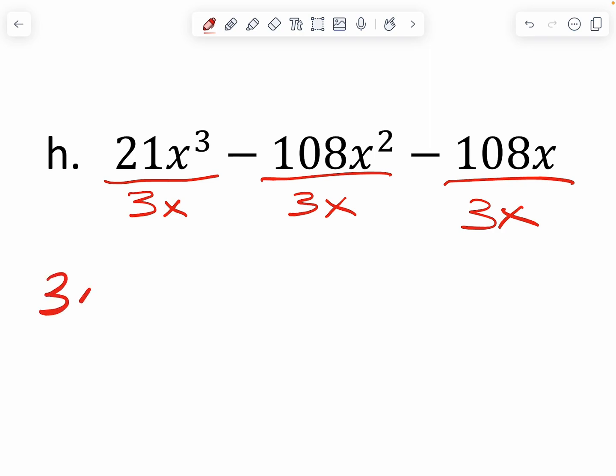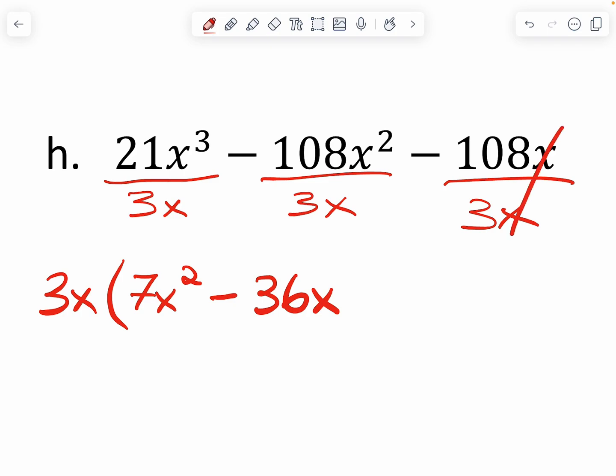So I bring that out front, and I divide each term by 3x. When I do 21x cubed divided by 3x, I get 7x squared. When I divide negative 108x squared by 3x, I get negative 36x. And when I divide negative 108x by 3x, I notice the x's cancel, and negative 108 divided by 3 makes negative 36.